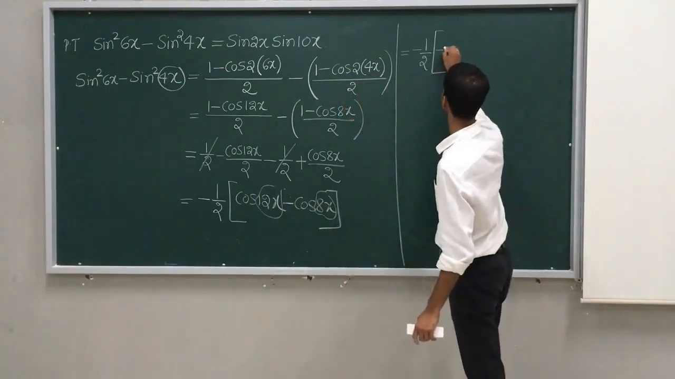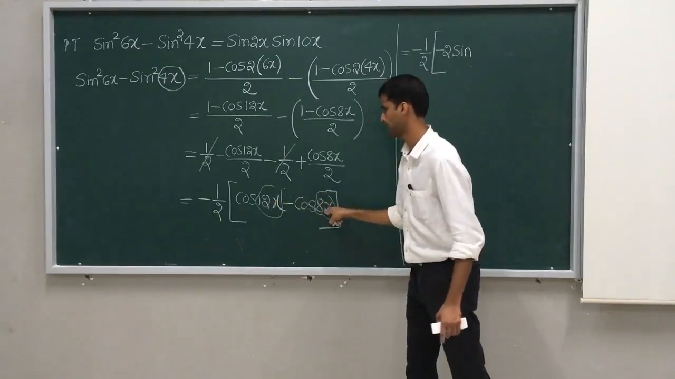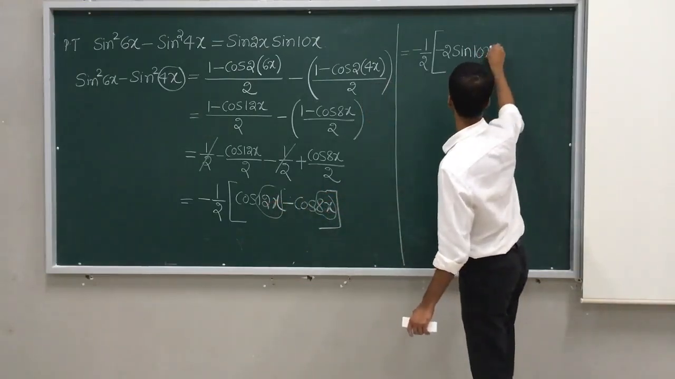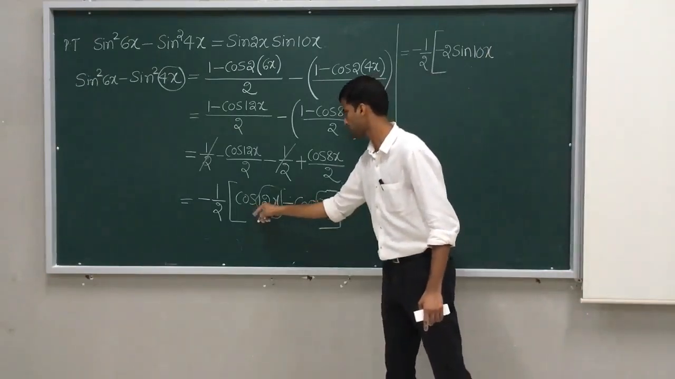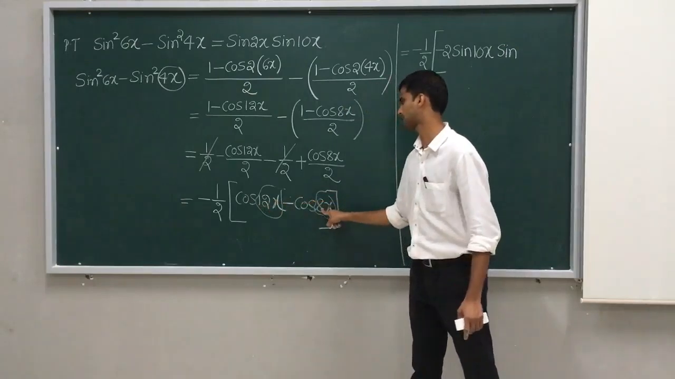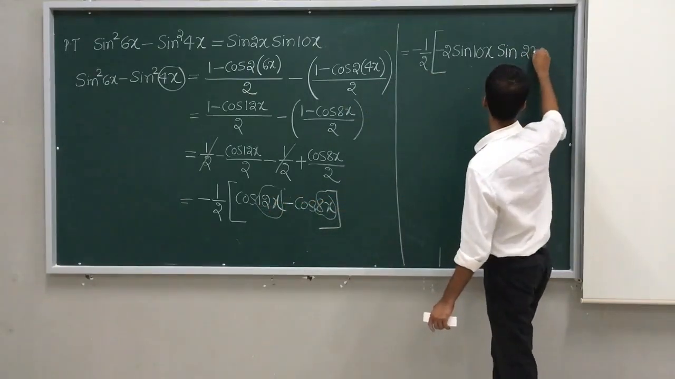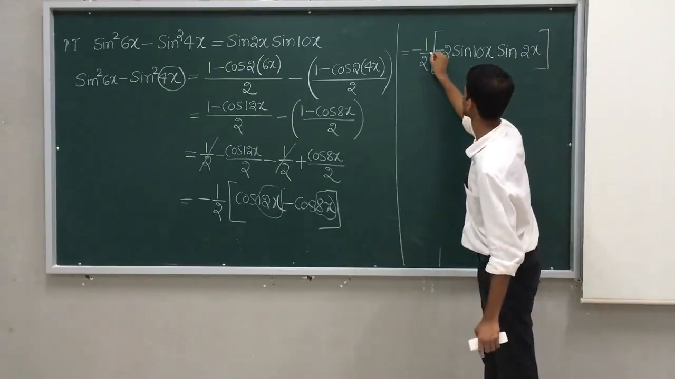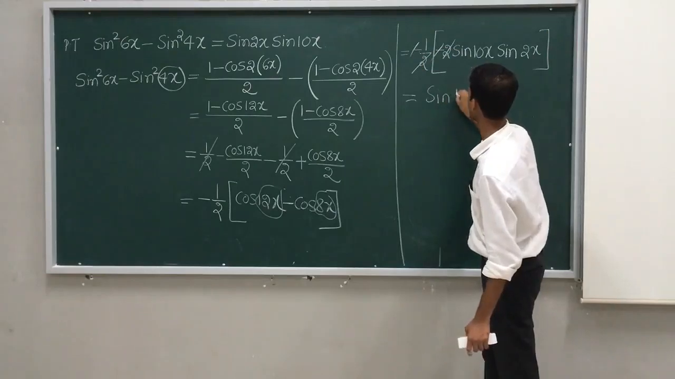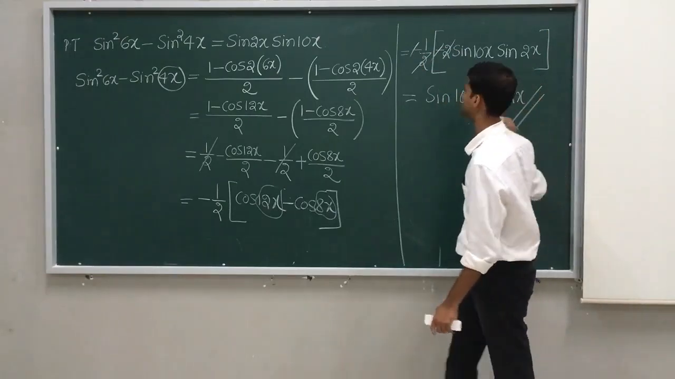It is minus 2 times sin (x plus y)/2, that is 12x plus 8x, 20x, 20x by 2, that is 10x. Sin (x minus y)/2, that is 12x minus 8x is 4x, 4x by 2, 2x. Right? So this 2 minus gets cancelled. I am left with sin 10x into sin 2x, which is my expectation.